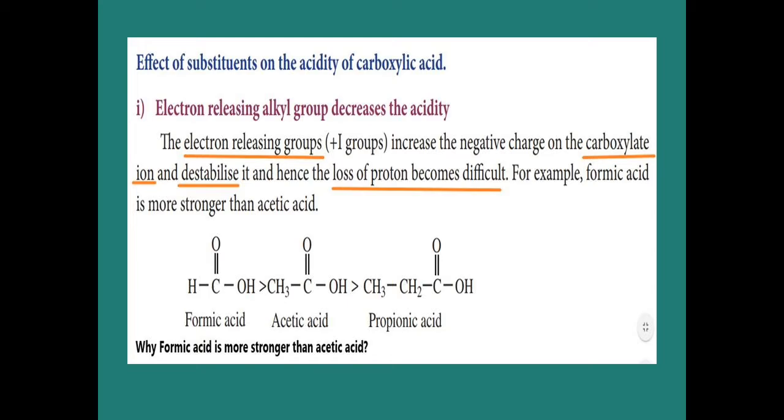Alkyl groups always release electrons, so in formic acid no electron is released, so it gives the hydrogen very easily. Which acid gives the hydrogen easily? That acid is called the strongest acid. Now formic acid gives the hydrogen very easily, so it is the stronger one.